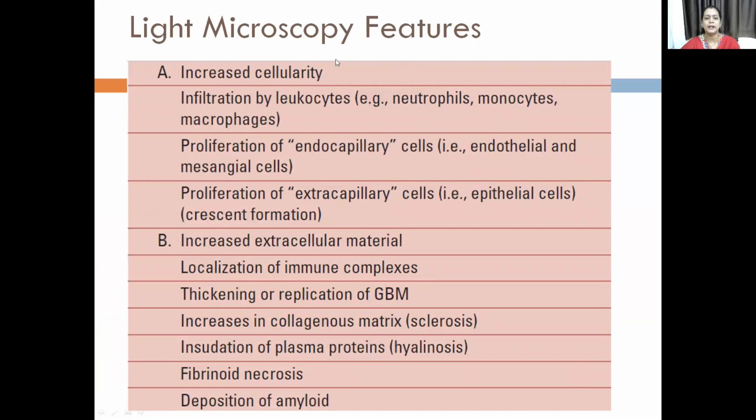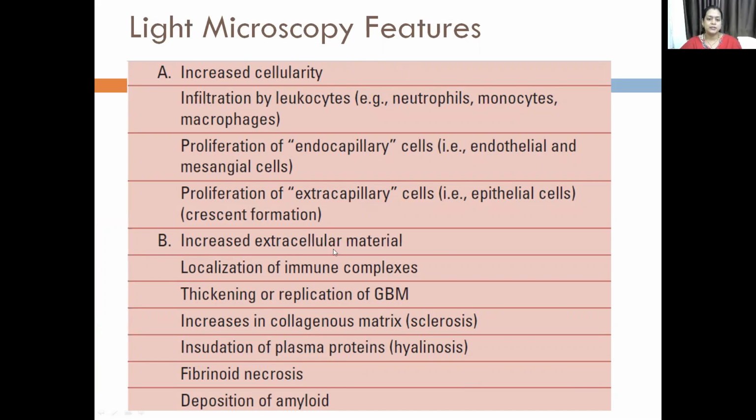Now, what are the light microscopy features? I told you there will be hypercellularity, which you can find under the microscope while you are examining. Then you find infiltration by leukocytes in the form of neutrophils, monocytes, and macrophages. Proliferation of endocapillary cells, proliferation of extracapillary cells, that is the epithelial cells. Usually the crescents are formed by the proliferation or accumulation of parietal epithelial cells. Remember, crescent formation, parietal epithelial cells.